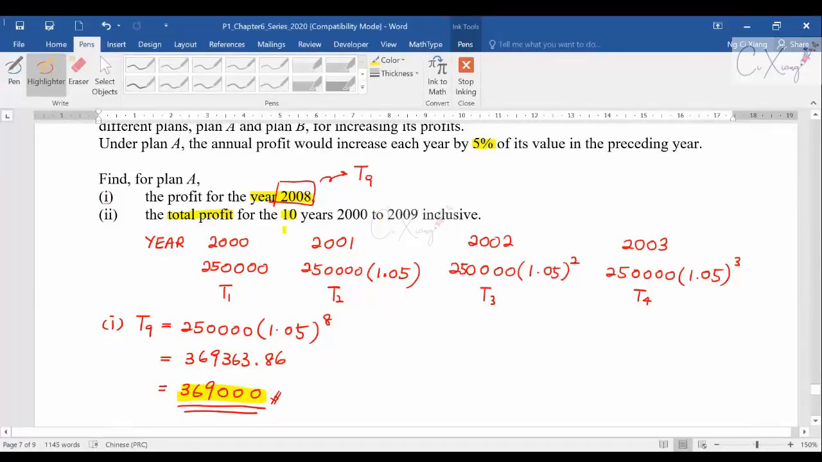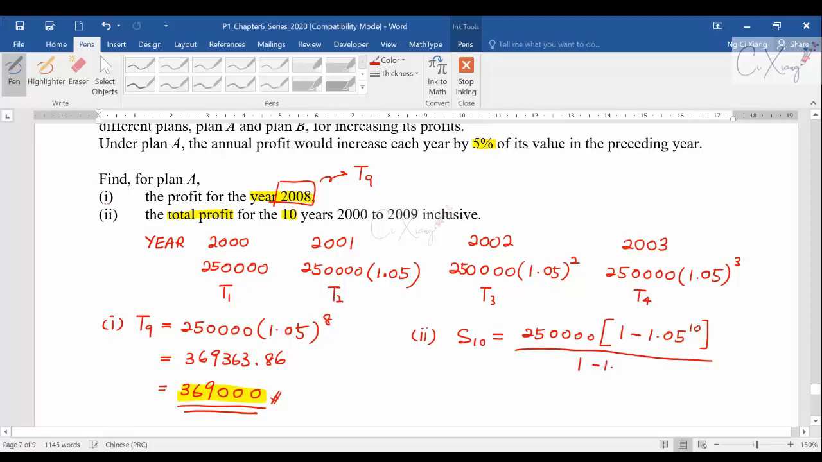Alright, then after that, they ask for the total profit for the 10 years from 2000 to 2009 inclusive. So they already tell you that they want to get the sum for 10 years. Total means sum, right? So sum for 10 years, the n is 10. Okay, so this question will be very straightforward. So how to get S10, the sum of the first 10 years. Again, you're having A, then 1 minus R power 10, then divided by 1 minus R. Alright, so it's very, very straightforward. And then by just pressing the calculator, you should be able to get this as your sum.